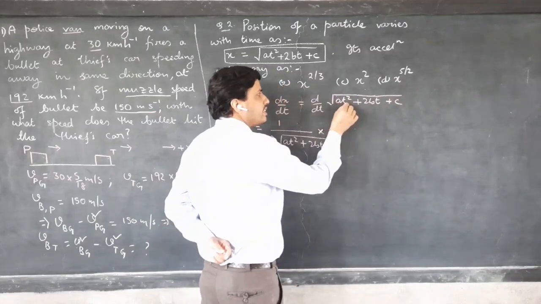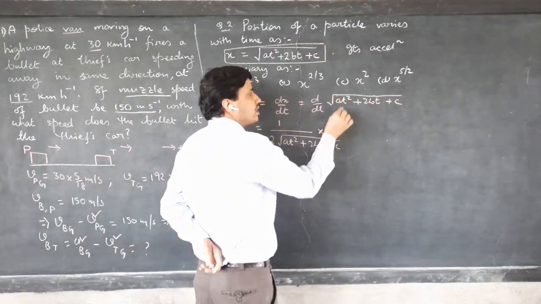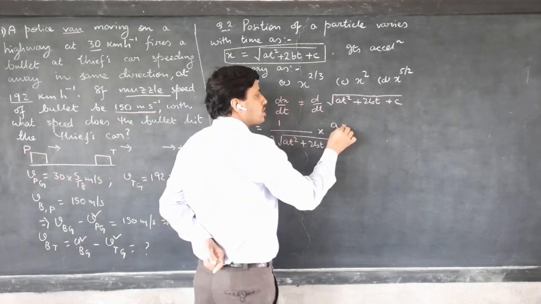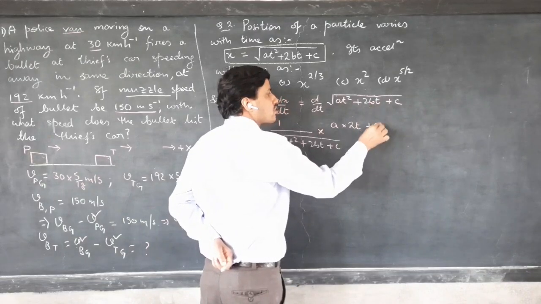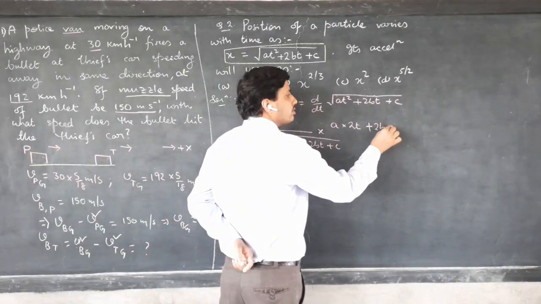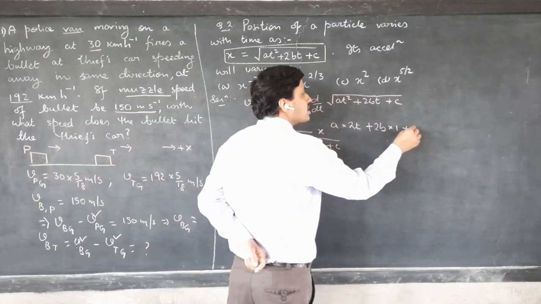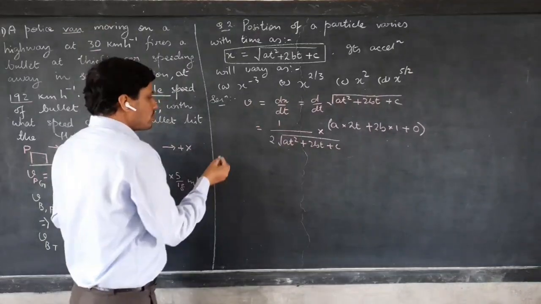So derivative of at square plus 2bt plus c. A is constant, a will come out. Derivative of t square will be 2t. B is constant, b will come out. 2 is constant, 2 will come out. And derivative of t will be 1. C is constant, so its derivative will be 0. So this gives us the value of V.